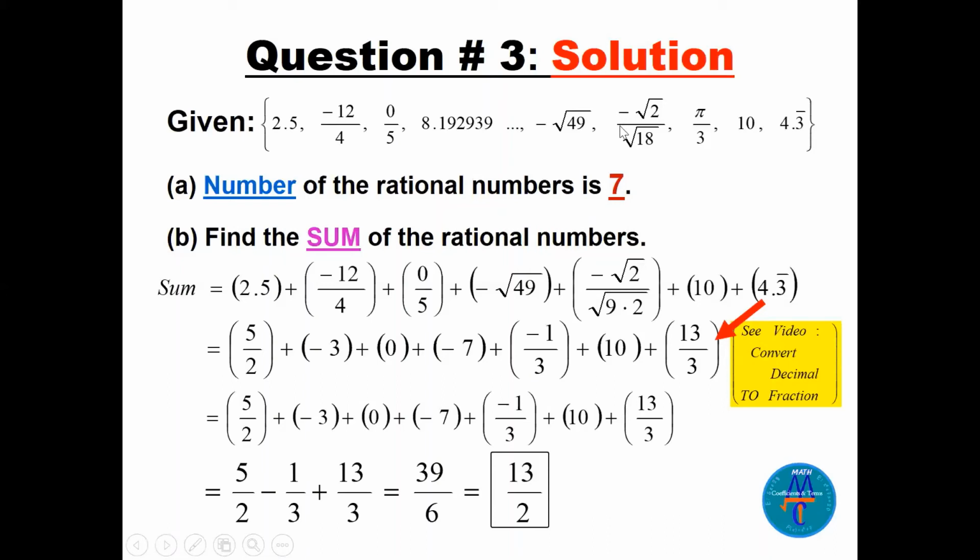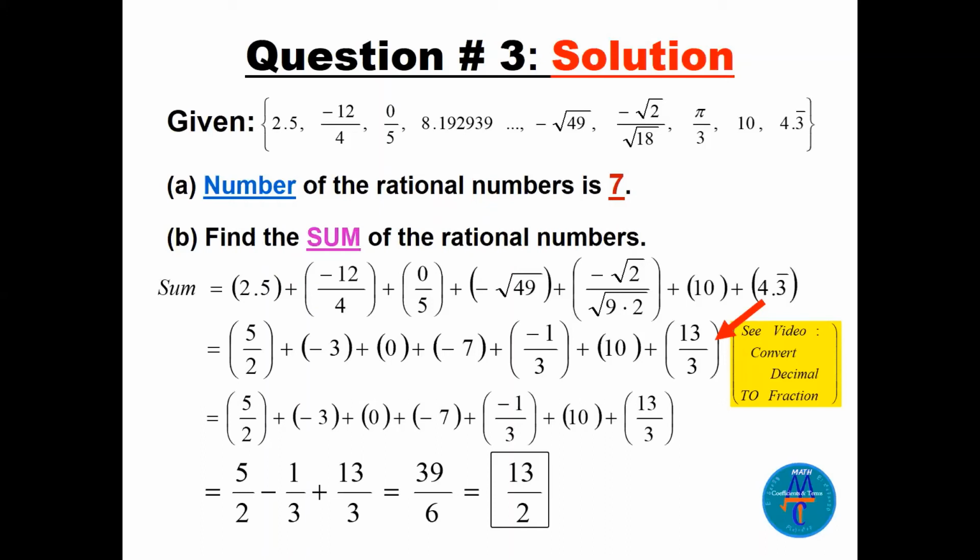So minus square root of 2 over square root of 18. Look here. Square root of 18 is 9 times 2. So square root of 9 will be 3, square root of 2 will be cancelled. So that number is directly -1/3. And we have the number 10, which is rational, and we have 4.333... See 4.333? That will be 13/3.